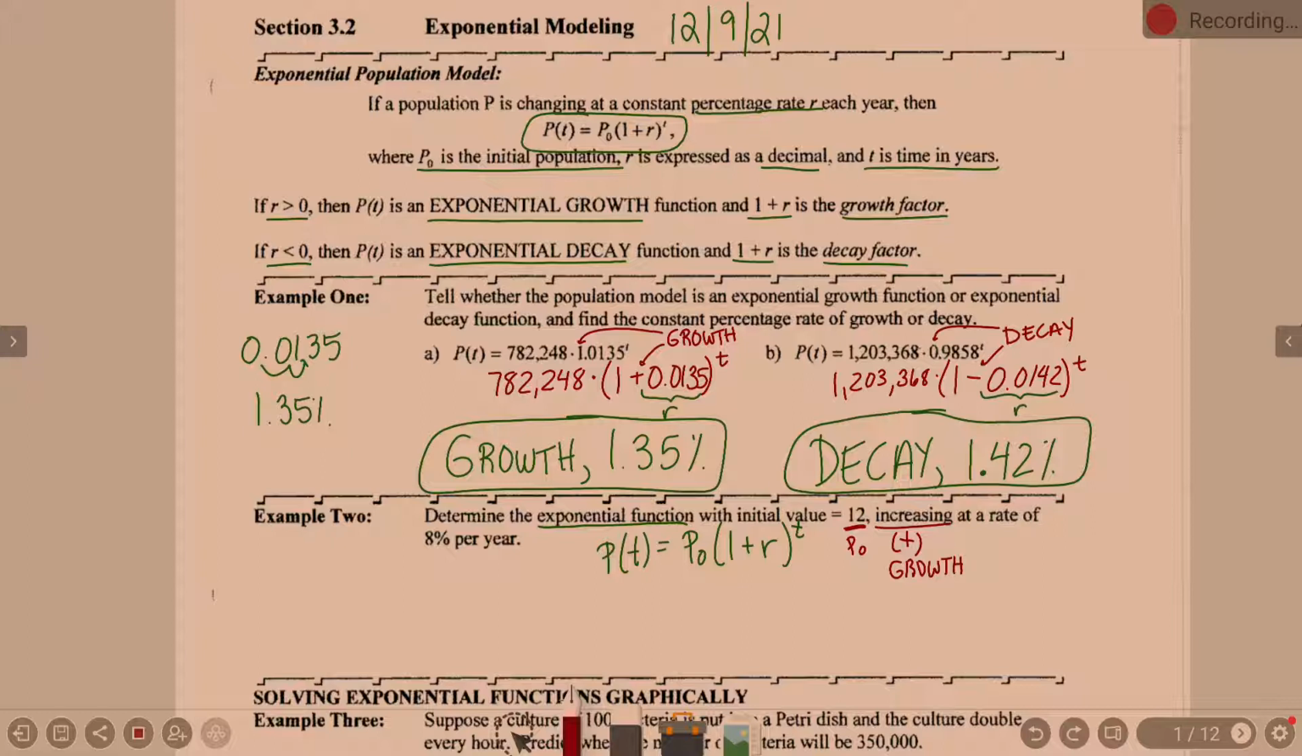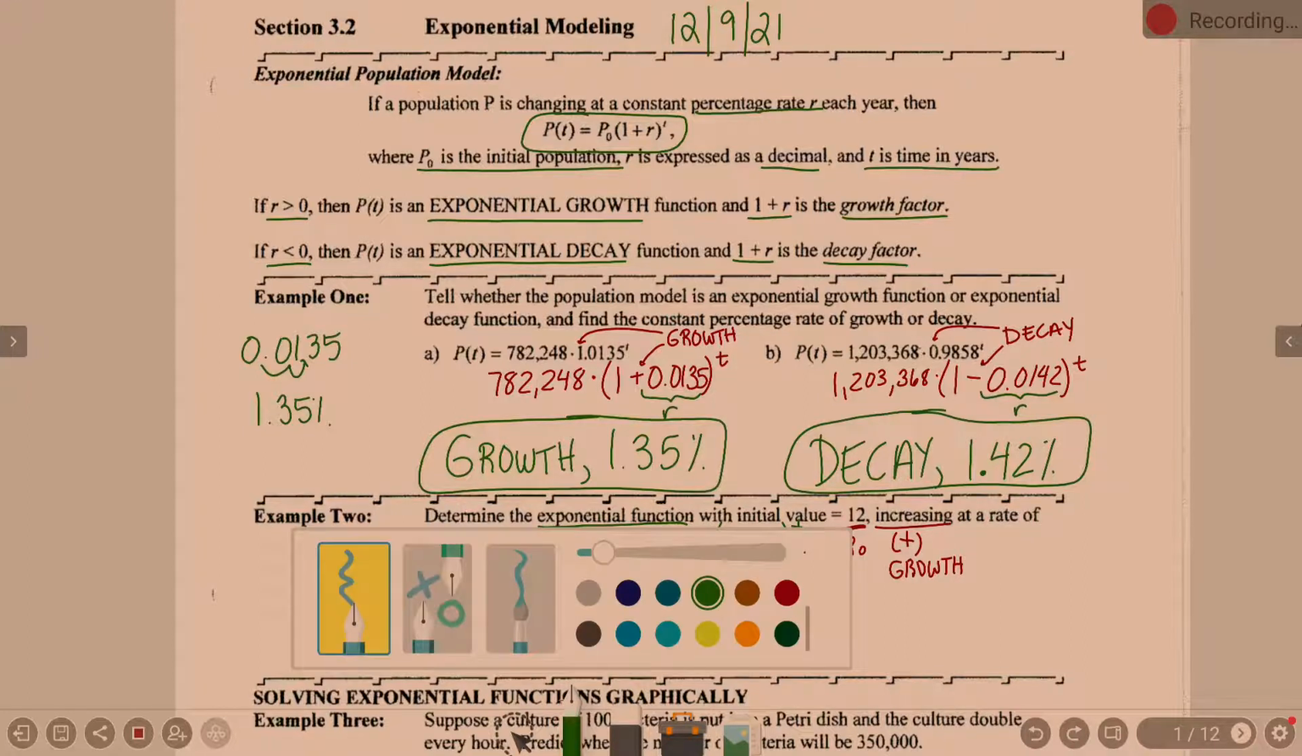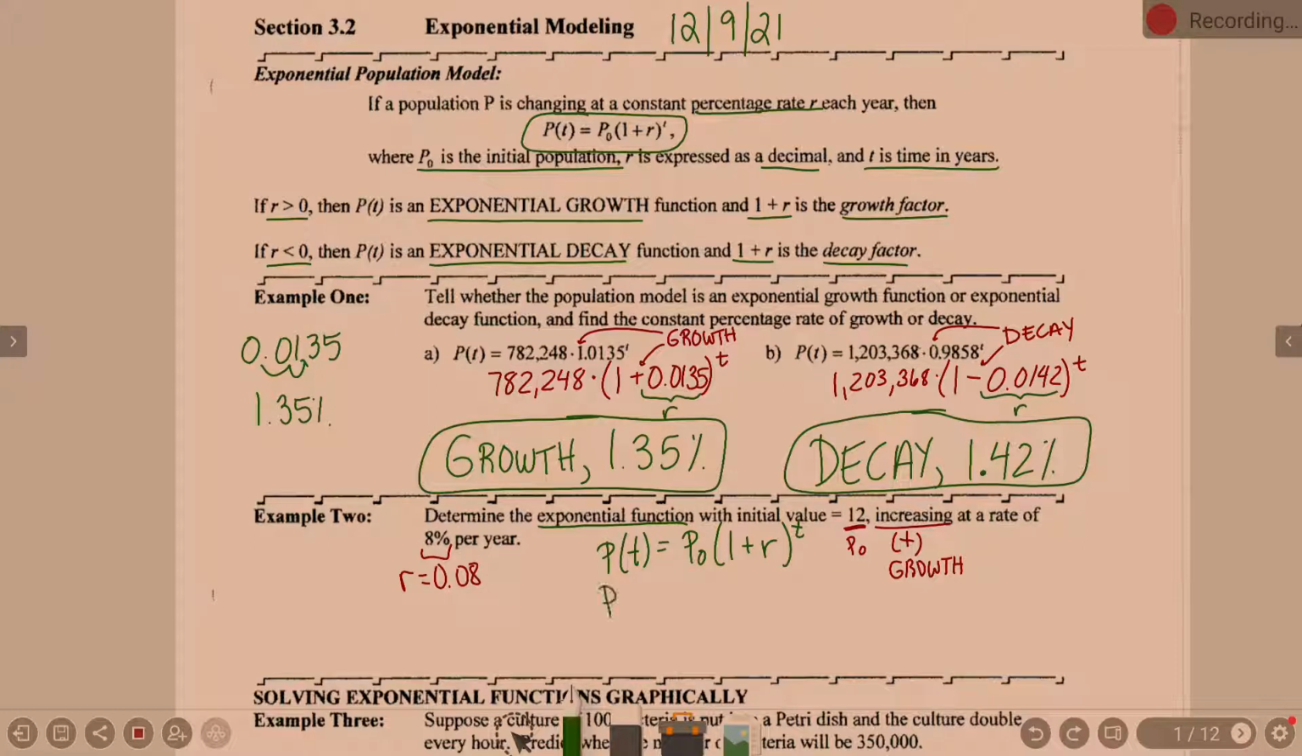And it's increasing at a rate of 8% per year. What does that tell me? Yeah, take 8%, change it to a decimal, and my r value is 0.08. So if we write the equation, P of t equals 12 times 1, it's growth, so plus 0.08, raised to the power of t.